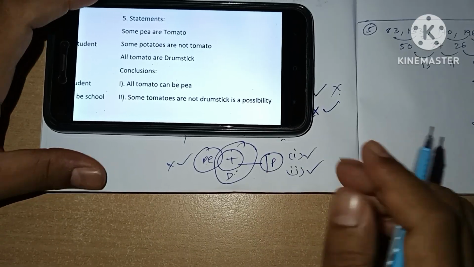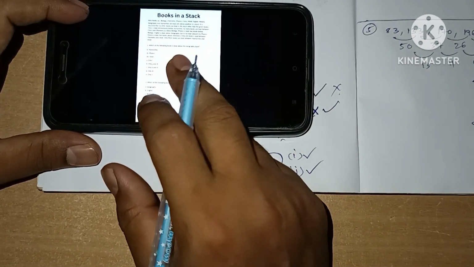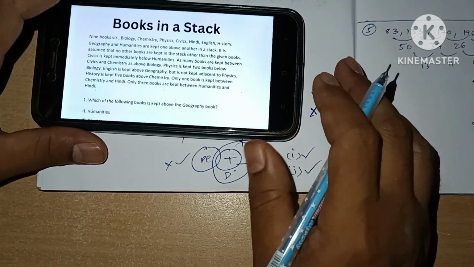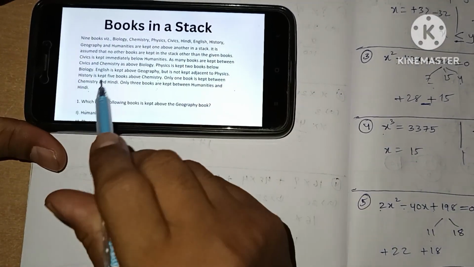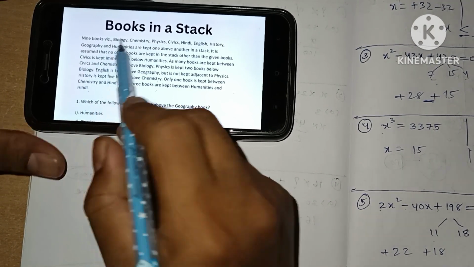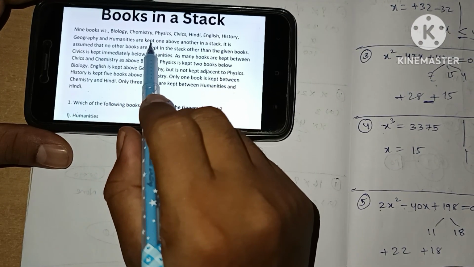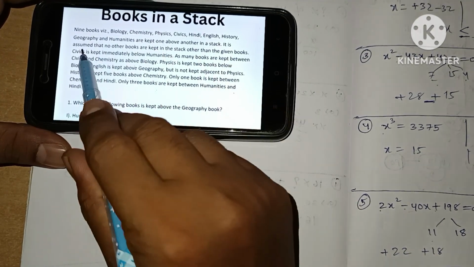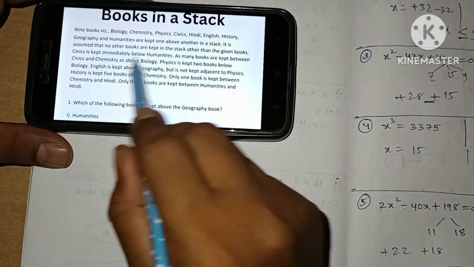Now we are going to see a reasoning puzzle: books in a stack. Okay, let's see the question. Nine books are kept one above another in a stack. It is assumed that no other book is kept in the stack other than the given books.